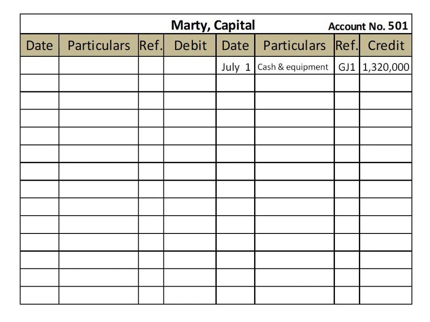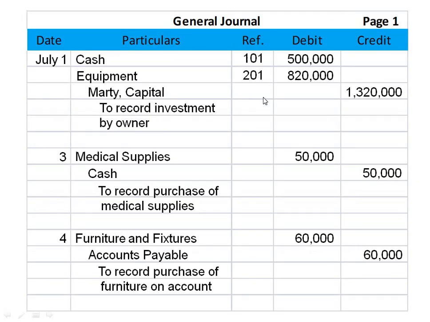Please keep that in mind. Omit the peso sign, the commas, and the decimal points when writing amounts in the money columns of journals and ledgers. For the purpose of clearer illustration, however, in my videos, I have to include commas and decimal points. Going back now to what we were doing, after posting information to this capital ledger, what's next? Write this account number of Marti Capital in the PR column of the journal.